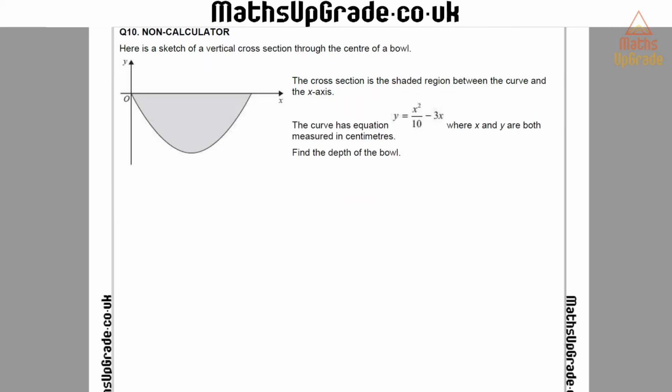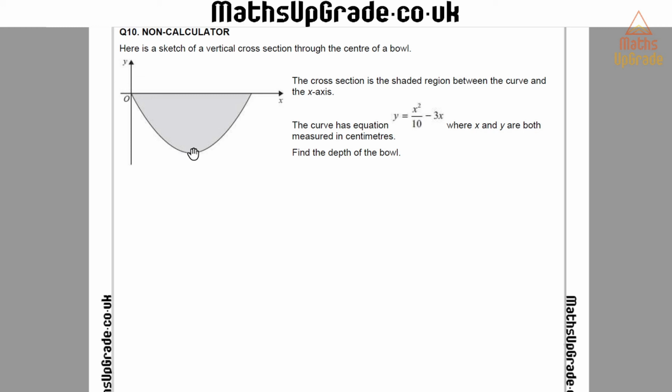In question 10, I'm given a sketch of a cross section through the centre of a bowl. The cross section is a shaded region there, and I know that curve, so the edge of the bowl, has got an equation, y equals x squared over 10 minus 3x. X and y are measured in centimetres, and I need to find the depth of the bowl. The depth of the bowl is essentially the y coordinate at this turning point here. So it's that value of y there.